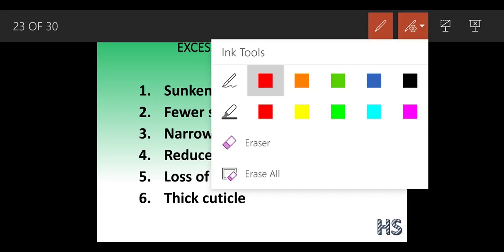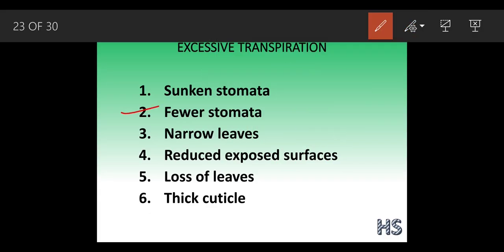Now, fewer stomata. This is a very clear saying. See, the fewer the stomata, the less the transpiration. The more the stomata, the more the transpiration. Narrow leaves. See, as in the condition of sunken stomata, it leads to narrow leaves. What do you mean by narrow leaves? Let's understand.